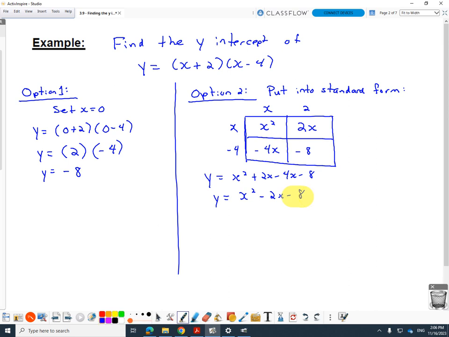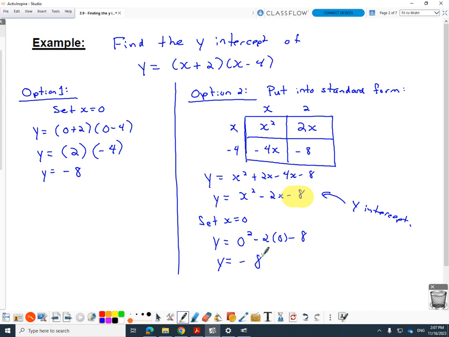there's the y-intercept. So once it's in standard form, there's no work left to do, really. You can just pick it off the end there. I'll show the work. You could then set x equal to 0 if you wanted to, but you don't have to. You can just know that's there, because what's 0 squared? 0. What's 2 times 0? 0. That's all 0. And so the y-intercept's -8.